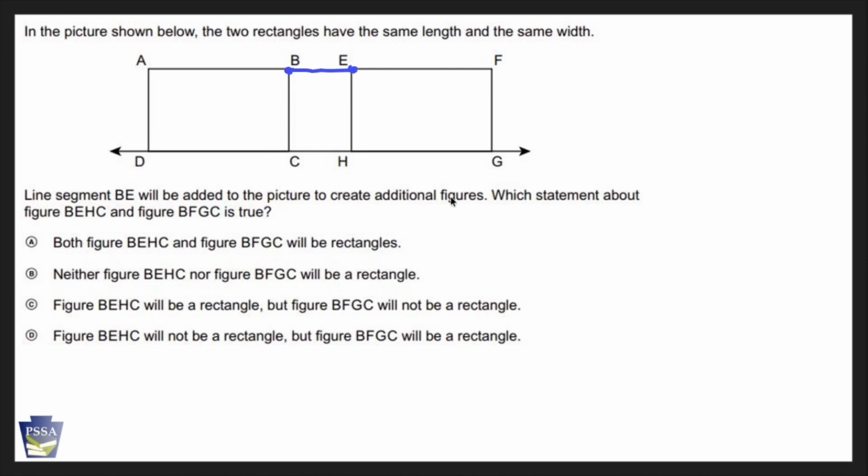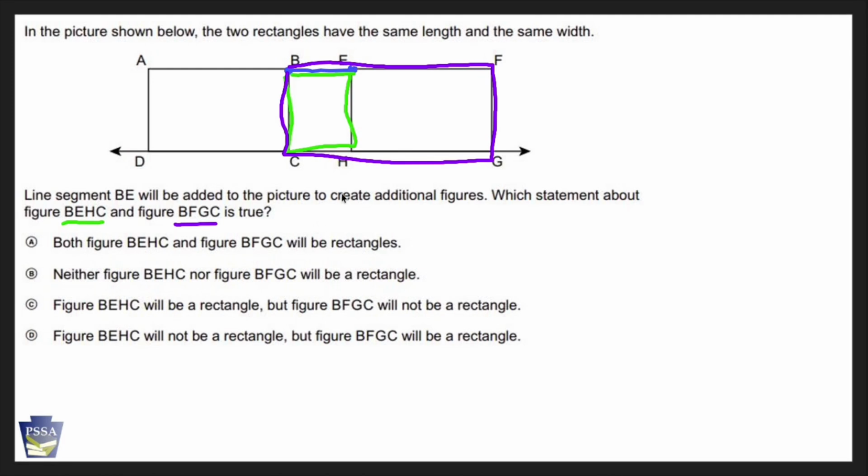Okay, they're connected. Which statement about BEHC, so let's draw that out. BEHC is going to be BEHC. Just imagine I can draw straight lines. And BFGC, so let's draw that too. BFGC, so that's this whole thing, BFGC. So we have these two shapes that they want us to know. Okay, which is true? Both BEHC and BFGC will be rectangles.